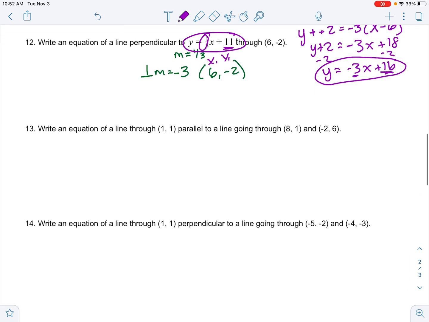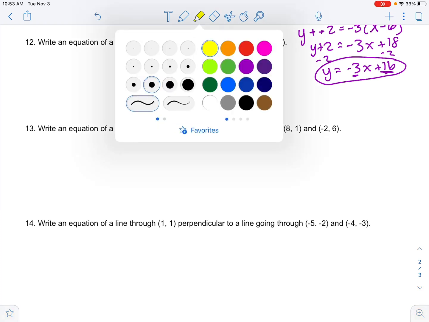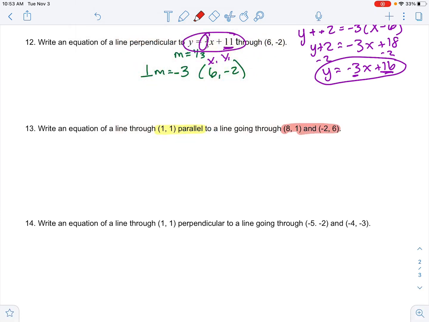Okay, now the hardest ones that we're going to do are number 13 and 14. This is where it gives you a point to go through, and you have to find the slope. It doesn't give you an equation, it doesn't give you the slope, okay? It's going to give you 2 points. So write an equation of a line through (1, 1), parallel to a line going through (8, 1) and (-2, 6). That's a lot of information. So first we need a line parallel and through the point (1, 1). So what I just highlighted, we're going to ignore for right now. We're going to come over here to the 2 points that it gives us, and we're going to try to figure out what in the world our original slope even is.